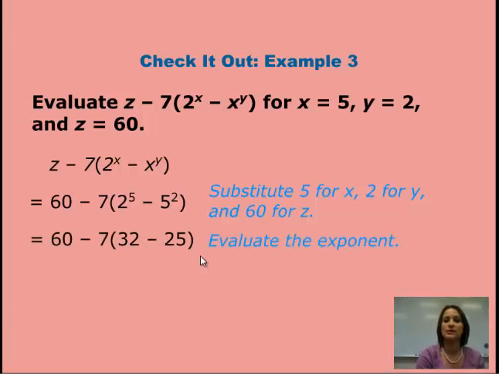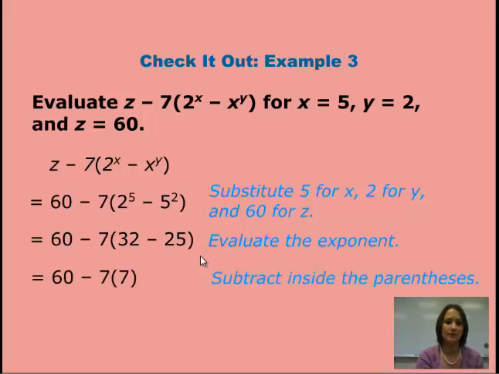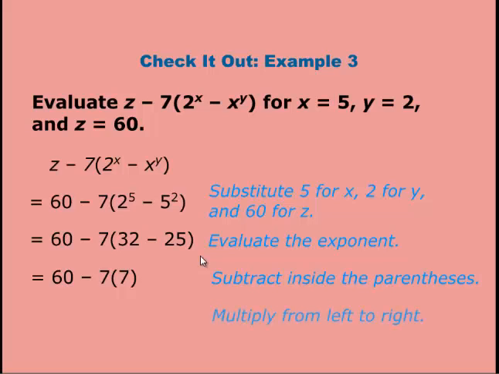2 to the 5th would be 2 times 2 times 2 times 2 times 2. I hope you didn't put 10, because if so, you added all those 2's. You got to go 2 at a time. So I have 32 minus 25 in my parentheses, so I'm going to subtract that first. I get 7. Then I'm going to multiply. I get 49, and 60 minus 49 gave me 11. So I hope you got that right.